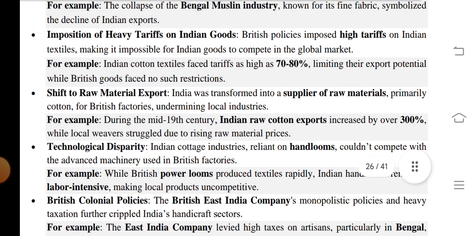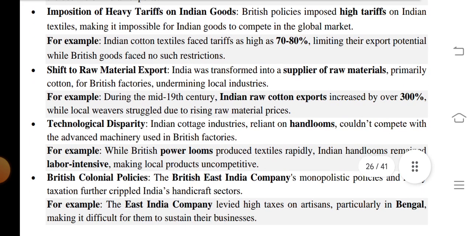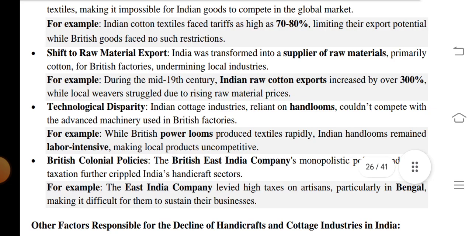Imposition of heavy tariffs on Indian goods. British policies imposed high tariffs on Indian textiles, making it impossible for Indian goods to compete in the global market. For example, Indian cotton textiles faced tariffs as high as 70 to 80%, limiting their export potential, while British goods faced no such restrictions.